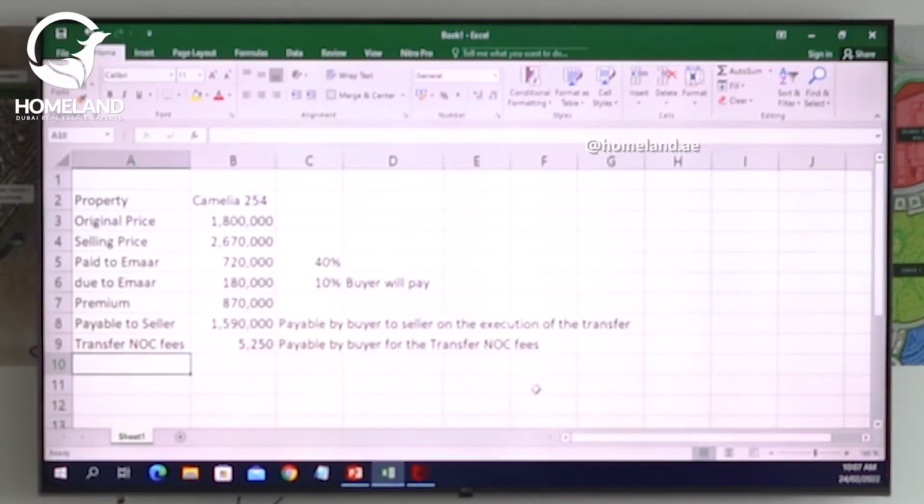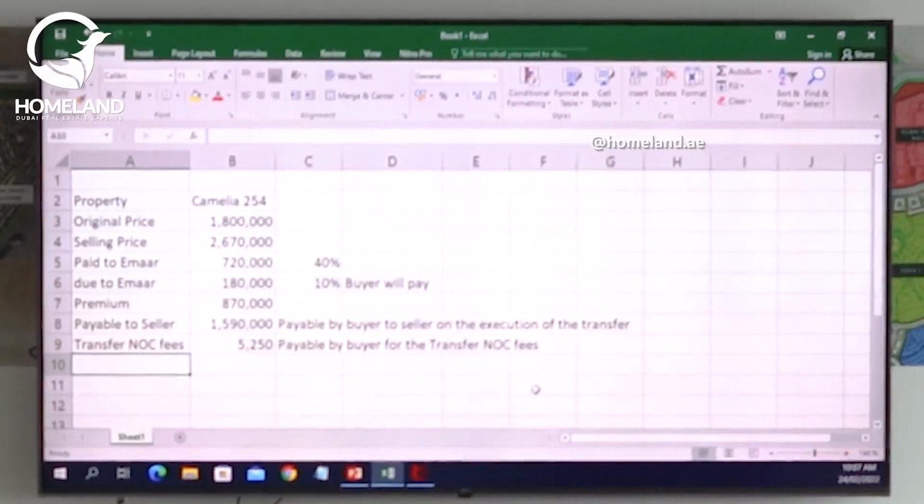It is paid to Emaar. Seller pays to Emaar, buyer will pay to the seller. If the condition of the deal is that NOC is paid by the buyer, it can be paid by the seller also. Depends on how you structure the deal. The general practice is that the seller says, this is my net price. Anything on top of that, let the buyer pay. Still, it's negotiable. Transfer NOC fees.